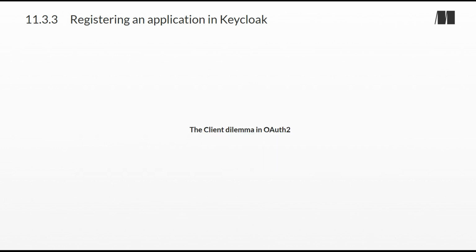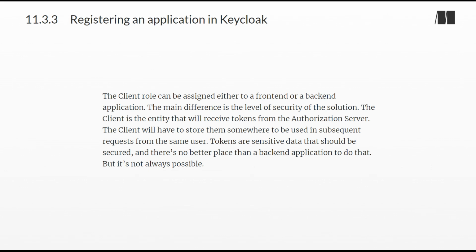The client dilemma in OAuth 2. The client role can be assigned either to a front-end or a back-end application. The main difference is the level of security of the solution. The client is the entity that will receive tokens from the authorization server. The client will have to store them somewhere to be used in subsequent requests from the same user. Tokens are sensitive data that should be secured, and there's no better place than a back-end application to do that, but it's not always possible.